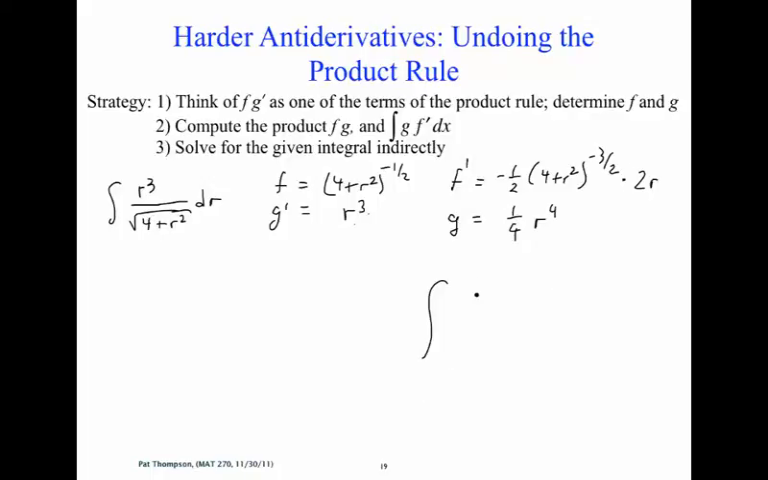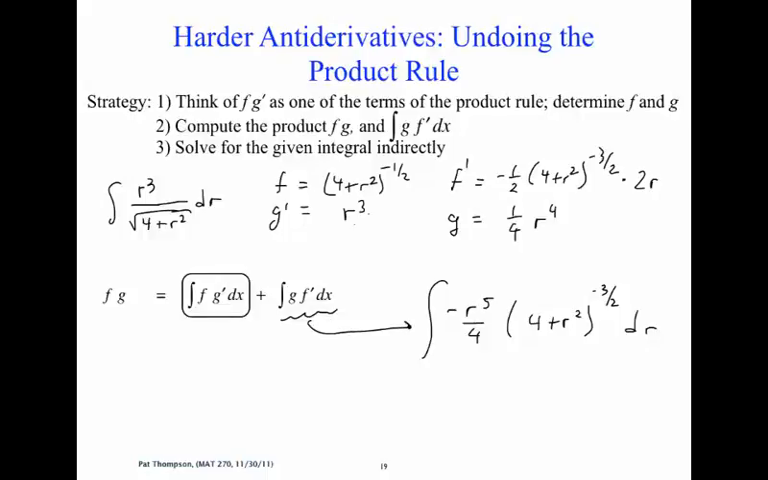So the 2's go away. So we're going to have negative r to the 5th over 4 times 4 plus r squared. You're not going to like me. How about that? So this thing right here now is supposed to be easier. How'd we do? Terrible, right? This is horrible. This is worse than the first thing we did. Now we've got 4 plus r squared, and we've got r to the 5th out here. R to the 5th came from f prime times g, r to the 4th times r. And then the 2's went away here, and there's the 4.